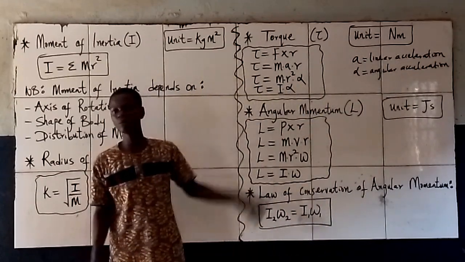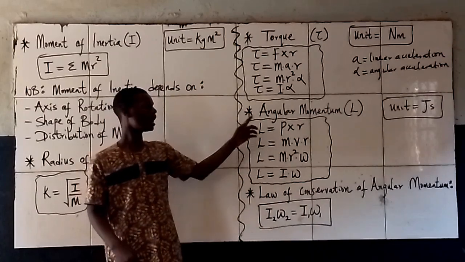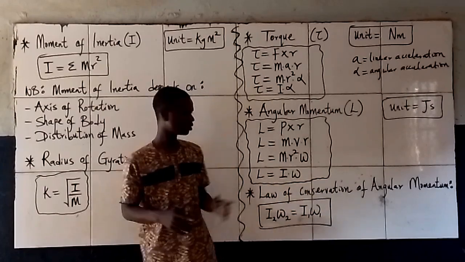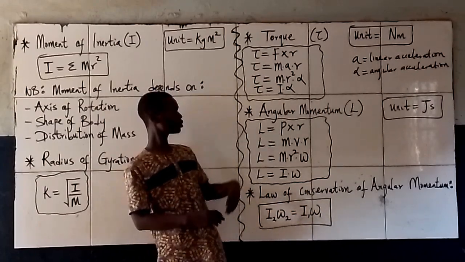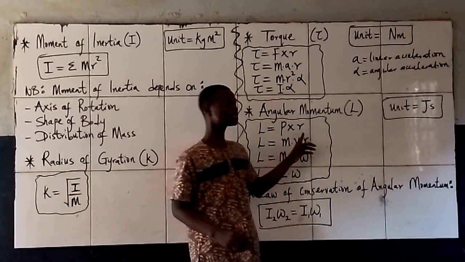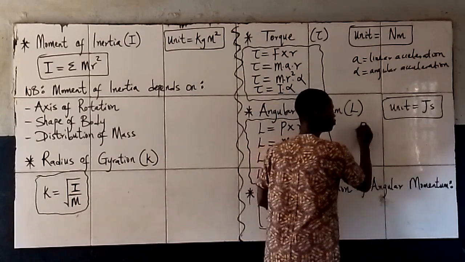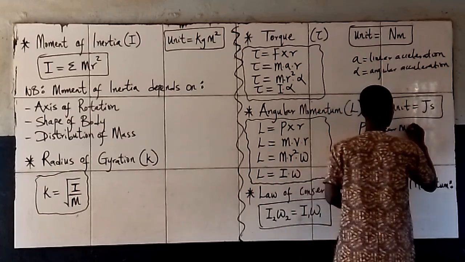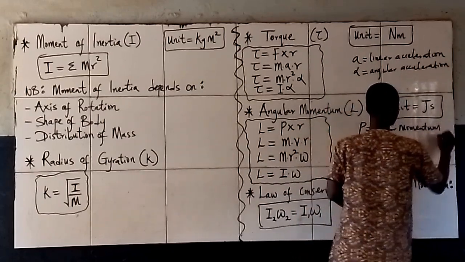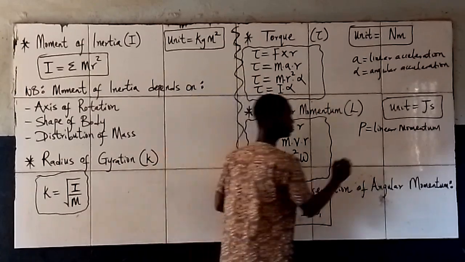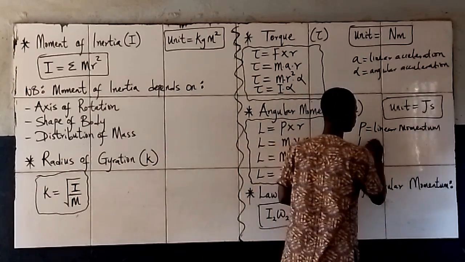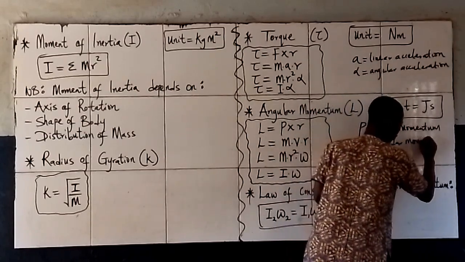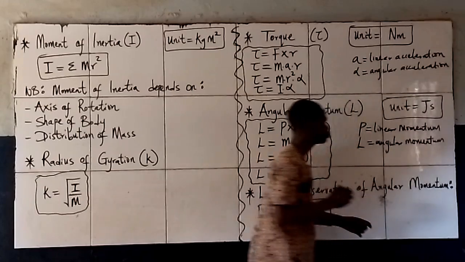Now, what are the formulas you can use to get your angular momentum? The first formula, which is the formula in the vector form, is angular momentum is equal to linear momentum times r. So take note, this form of p that looks like it's slanting is linear momentum. But this form of L that is slanting is what we now call angular momentum. So I hope all these are being taken note of.